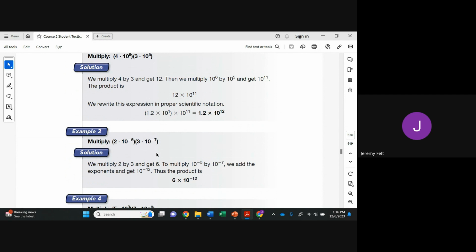Now we may have negative exponents. Nothing wrong with that. We've been working with negative numbers, negative exponents. The same properties still apply. So 2 times 3 is 6. 10 to the power of negative 5 times 10 to the power of negative 7. Negative 5 plus negative 7 is negative 12.